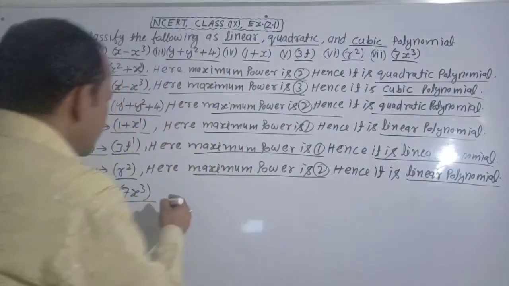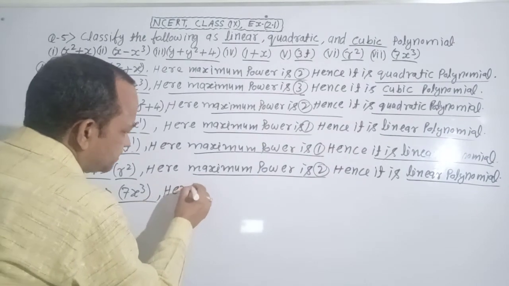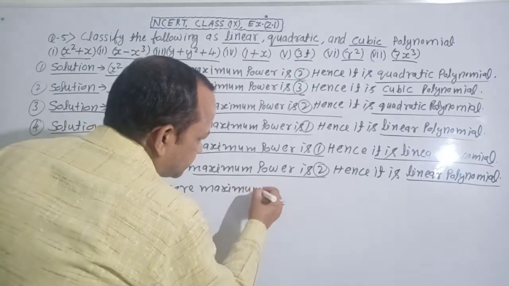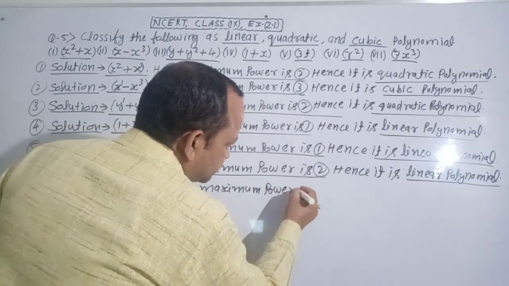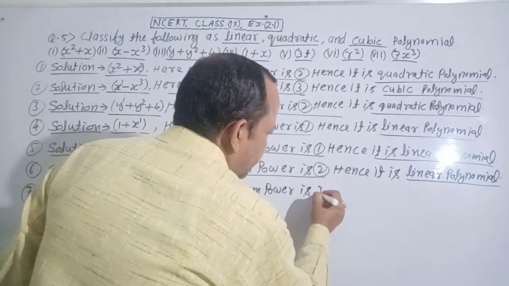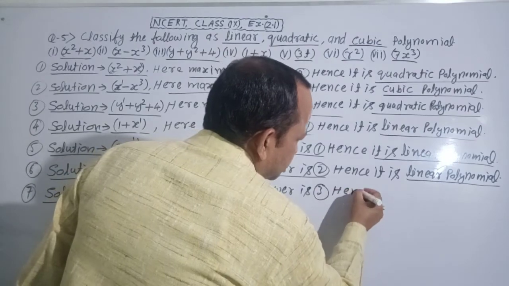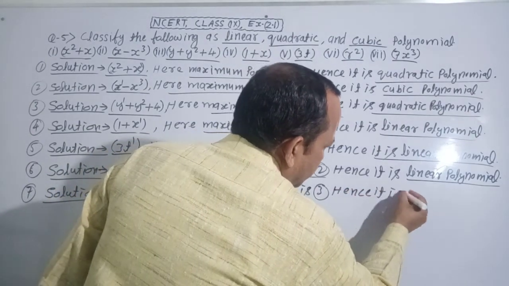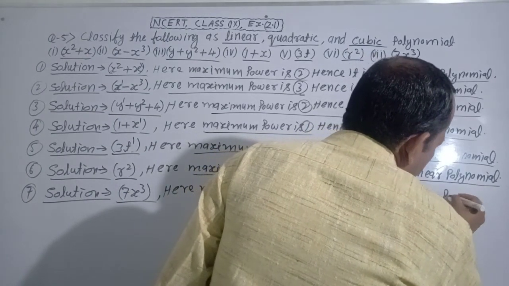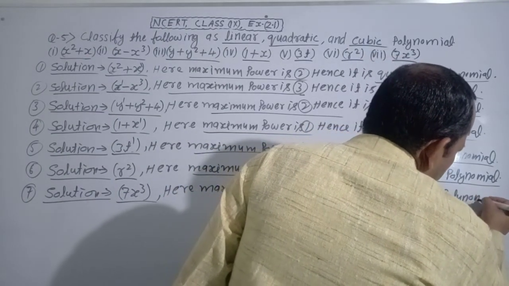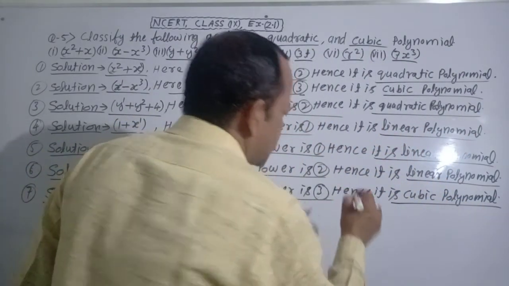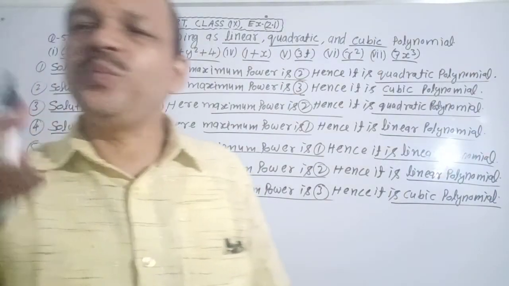Very good. Here the maximum power is 3, hence it is a cubic polynomial. Cubic polynomial. Maximum power is 3, hence it is a cubic polynomial.